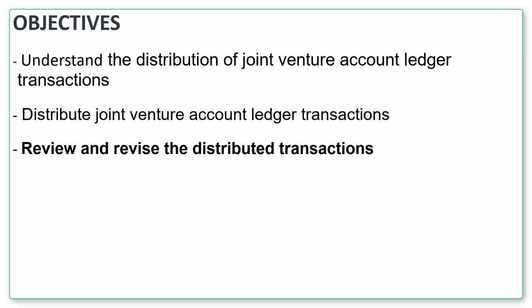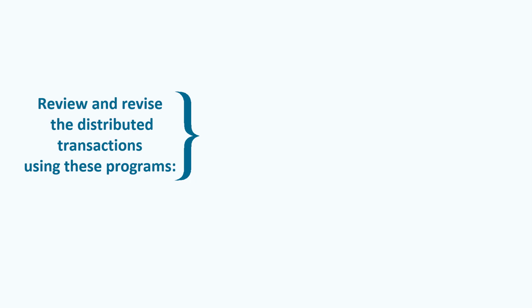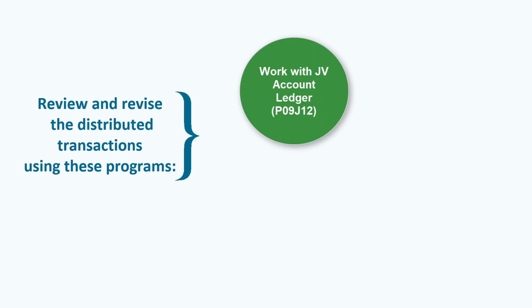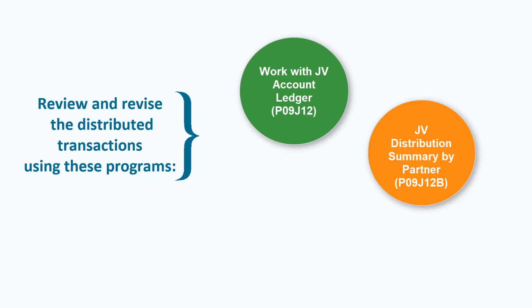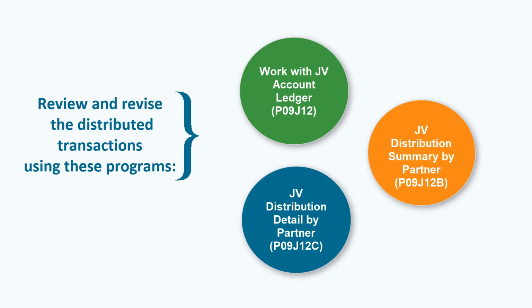Now, let's review the distributed transactions and revise them if needed. You can review and revise the joint venture distributed transactions using any of these programs: Work with JV Account Ledger PO9J12, JV Distribution Summary by Partner PO9J12B, JV Distribution Detail by Partner PO9J12C.